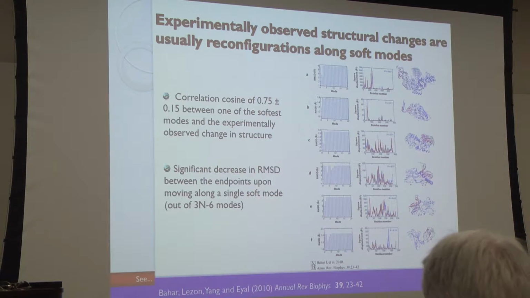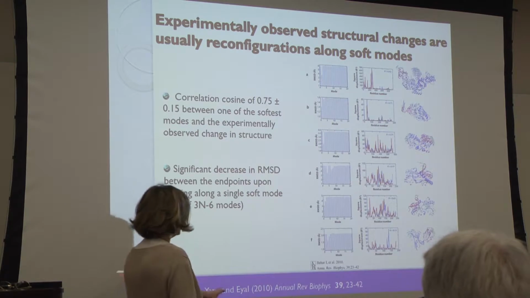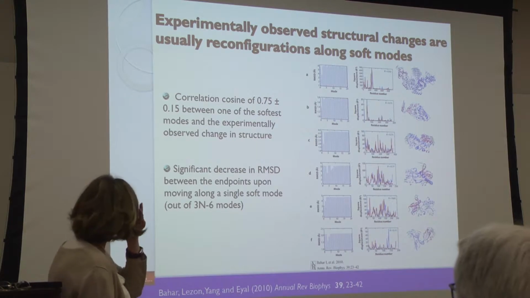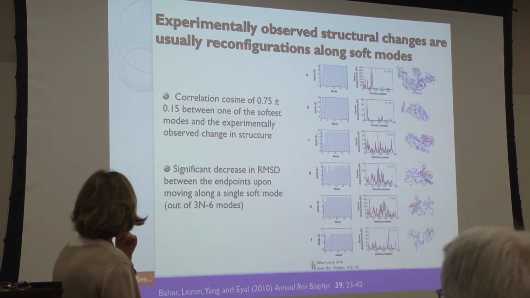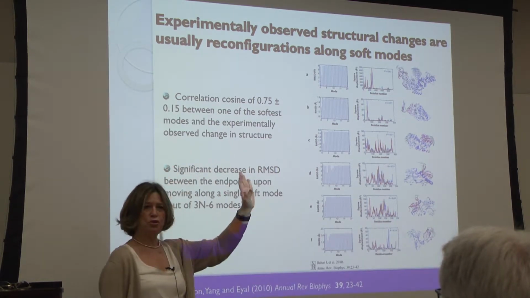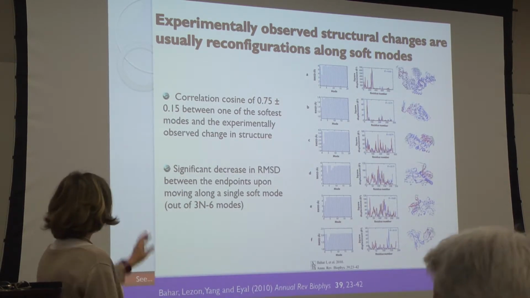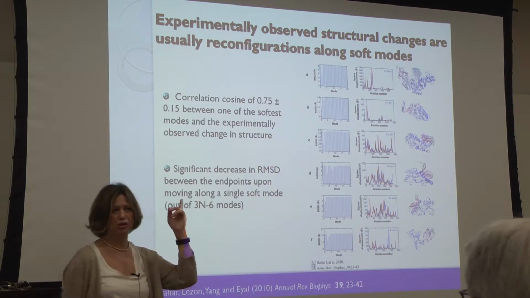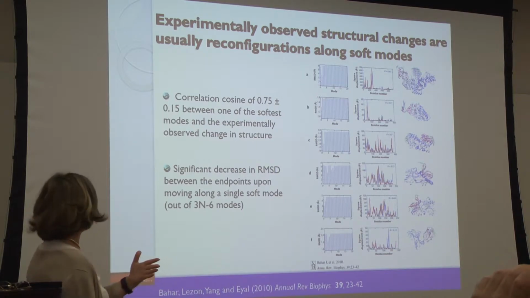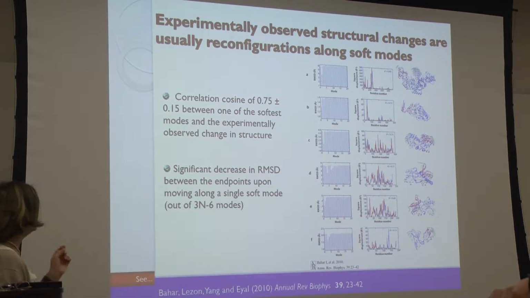For those of you who would like to see more, learn more, that was a review we wrote a couple of years ago, just summarizing many things that I described yesterday. So when you apply to a series of proteins, usually the first mode or one of the first softest modes will provide an agreement or a correlation cosine of about 0.75 with the experimentally observed structural change. We showed that with the help of several examples.